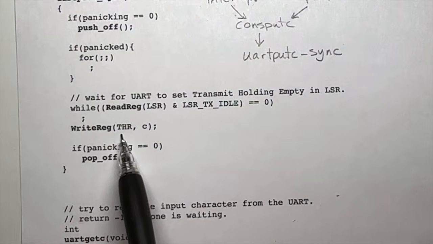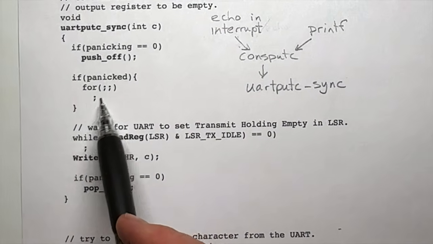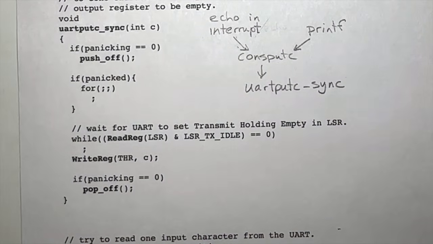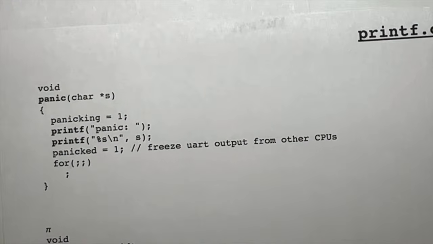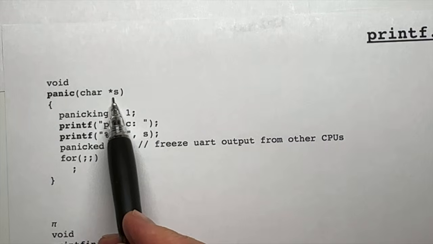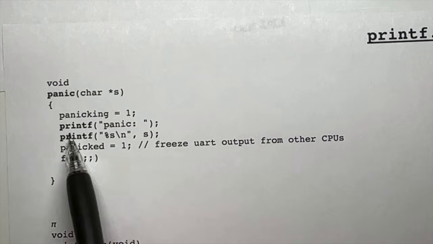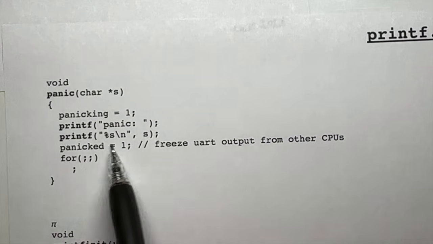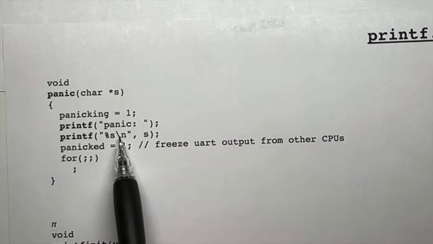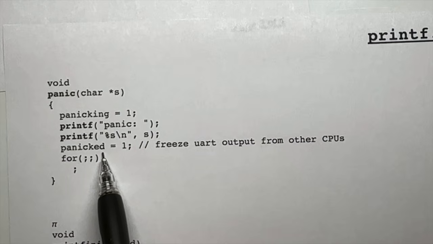To explain this stuff here, we first need to talk about what happens when the kernel detects a bug and calls panic. So here's the panic function. It's passed an error message, and first the panic function sets a Boolean flag called panicking to true. Then it prints the error message using printf, and then after the error message has been printed, it sets a second flag called panicked to true.